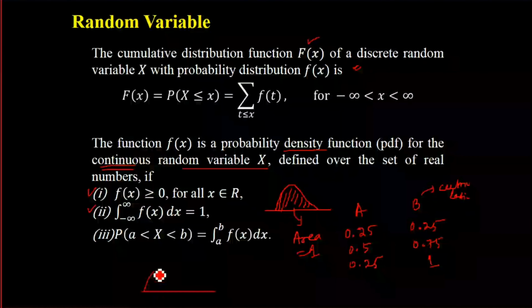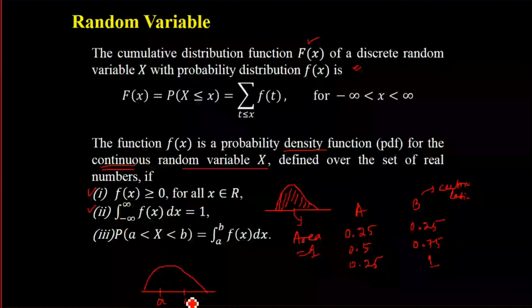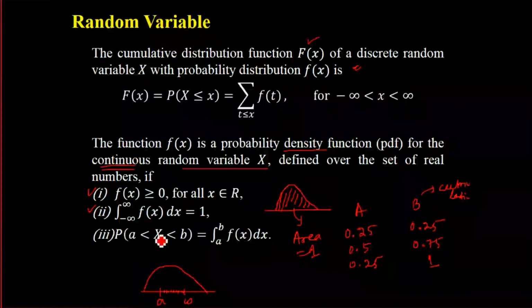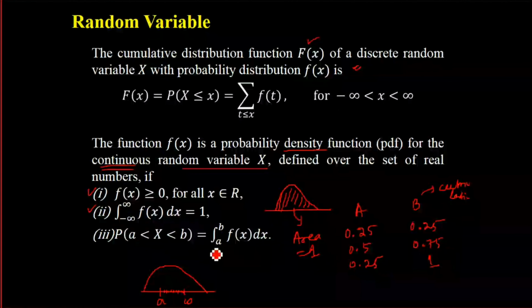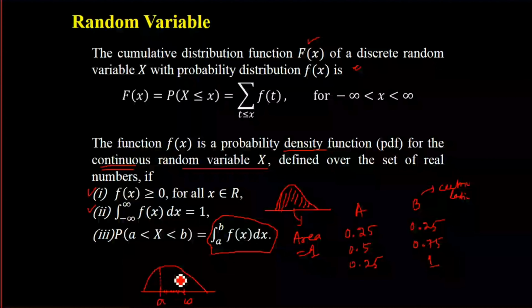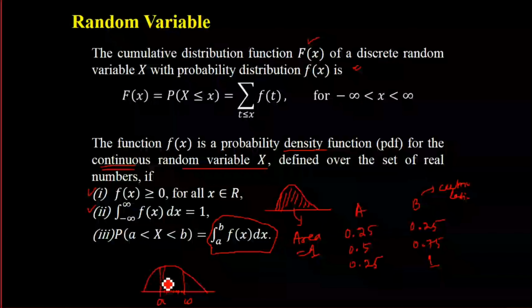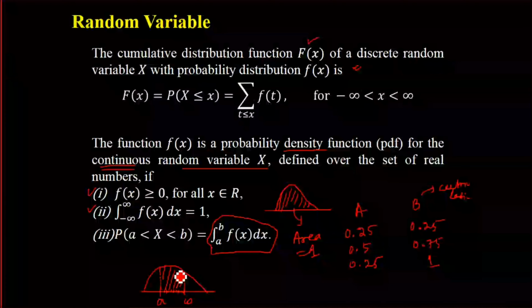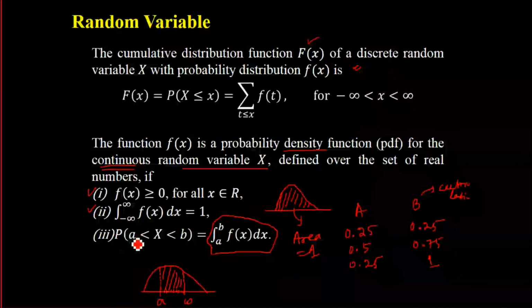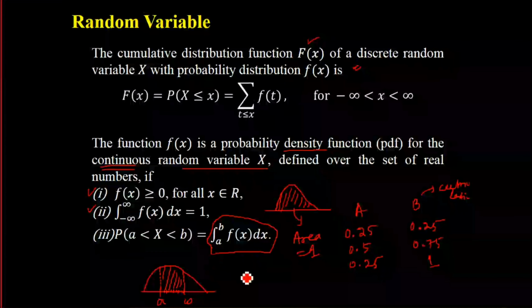I'm drawing one picture. Let this point be A and let this be B. If I want to see the region in between, you have to find the probability between A and B. So this will be nothing but the integration of f of x from A to B. If I draw this dotted line, the area enclosed in this region gives you the probability of A less than X less than B.